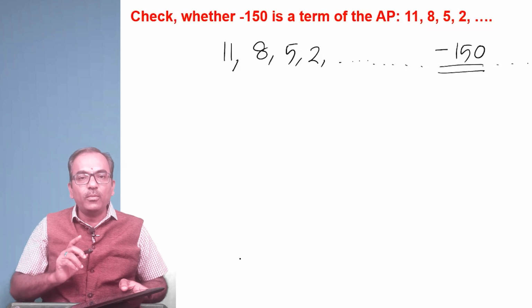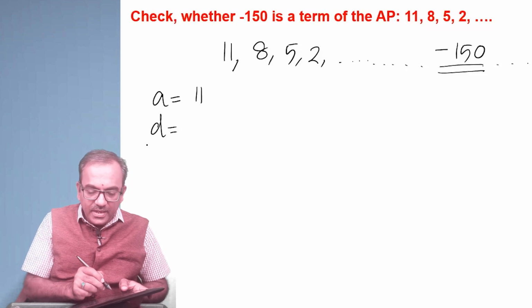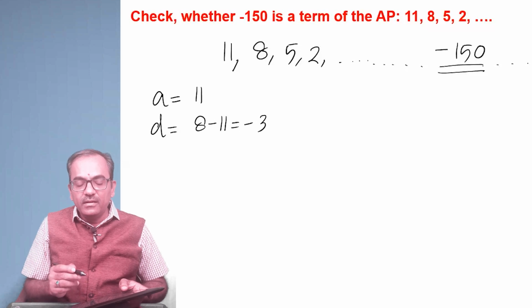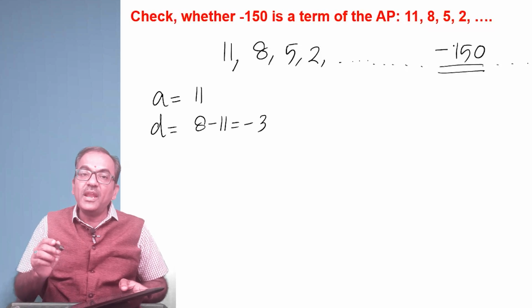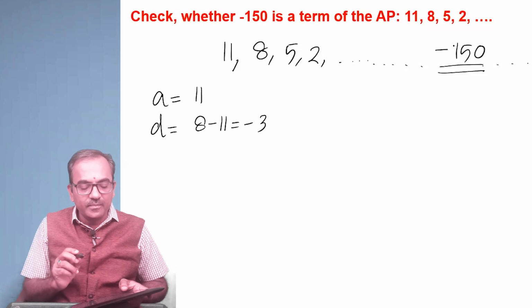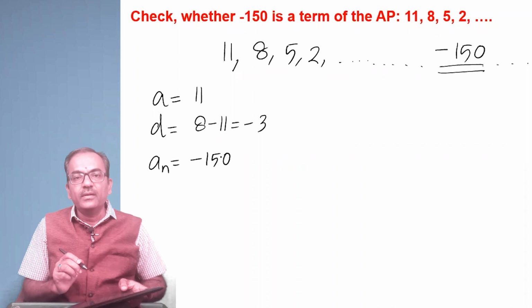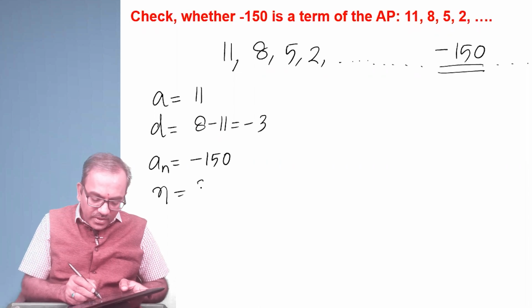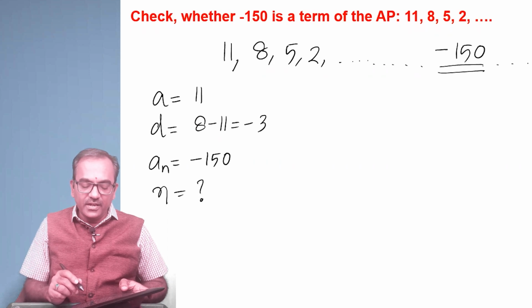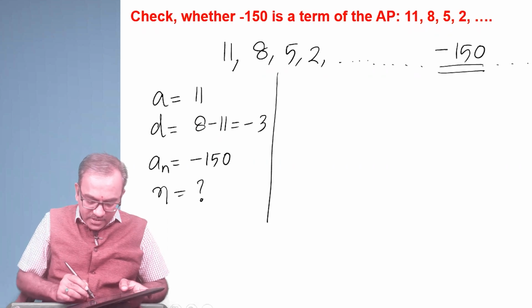So this is clearly the problem of finding the value of n. So we have a is equal to 11, d is 8 minus 11, which is equal to minus 3. Once we get a negative number, we should understand that this is a decreasing sequence. Therefore, minus 150 can be a part of this. Clear? Alright. Let us, to begin with, consider that minus 150 is there. Now we need to find the value of n. As I said earlier, if n happens to be a natural number, then our problem is solved. Let us see how to proceed.